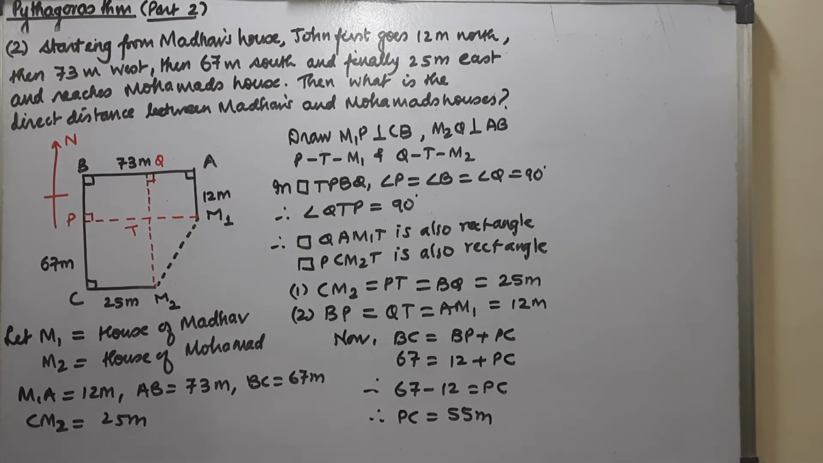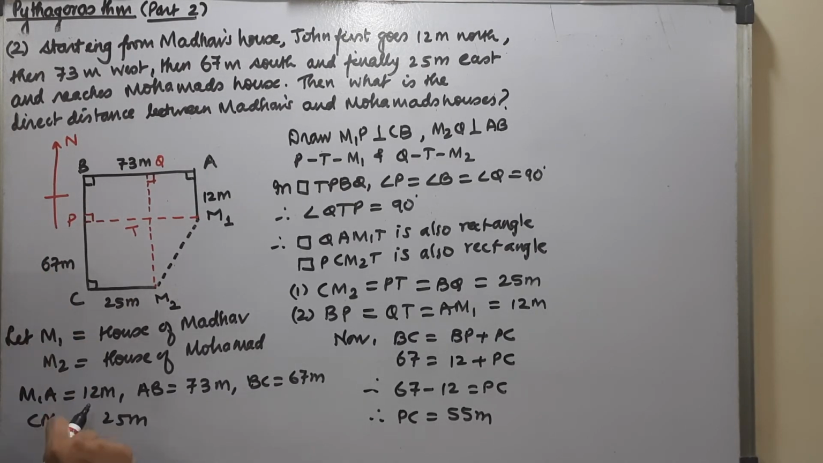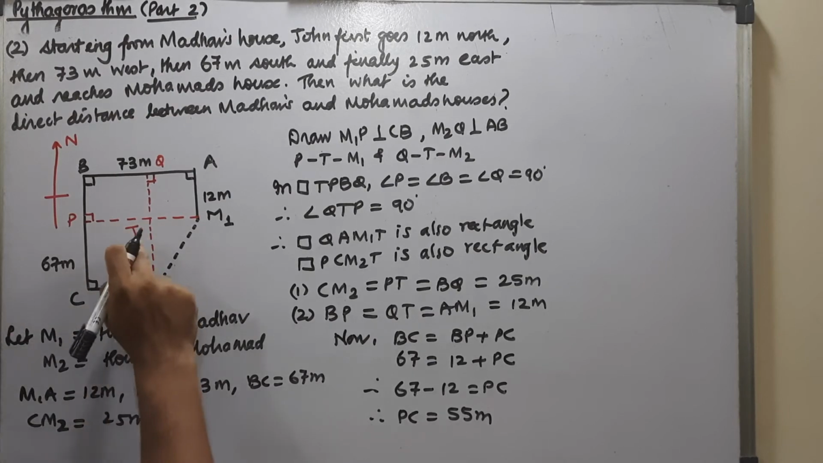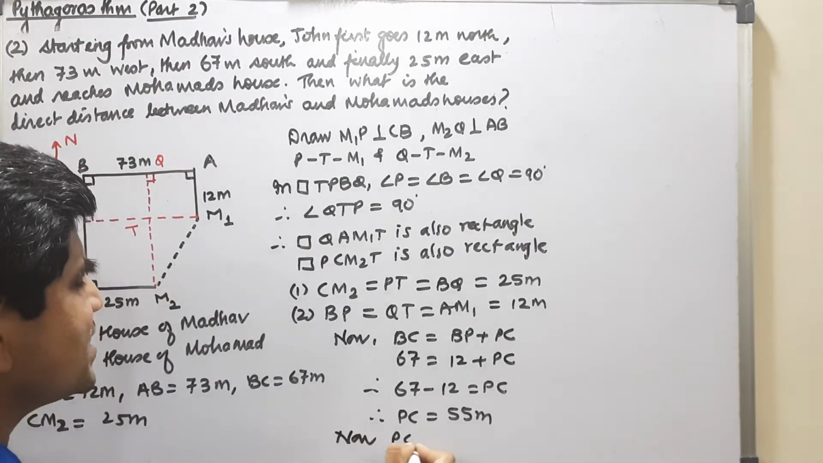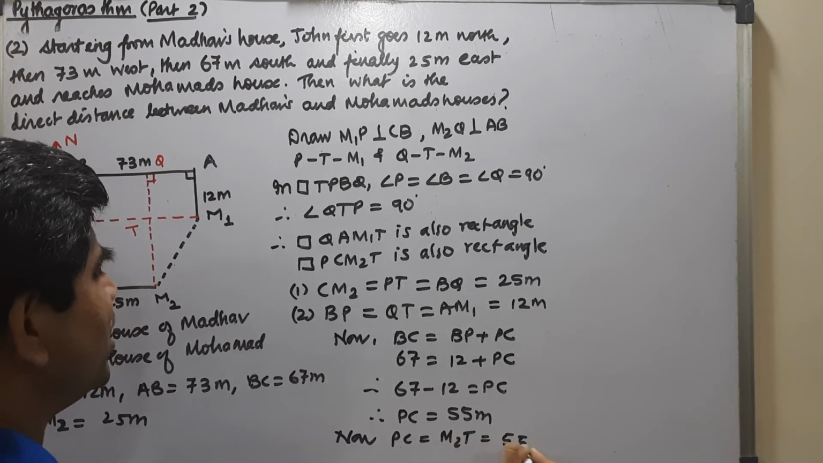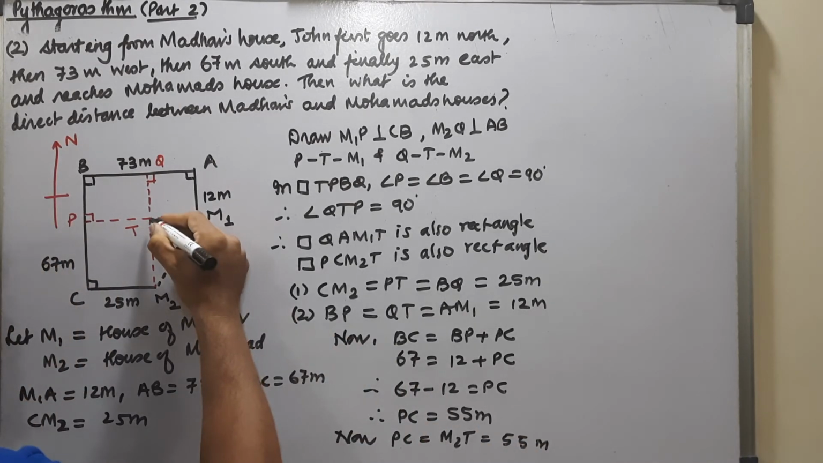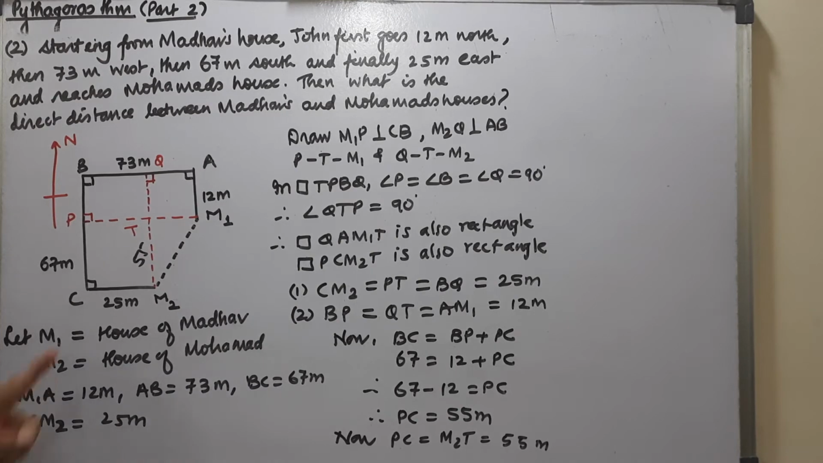So if PC is 55 meter, then this is also a rectangle, showing that PC's length will be equal to M2T. So now your PC will be equal to M2T, that is equal to 55 meter. Means this which I wanted, I have got now, right? The same story will be for this also, right?